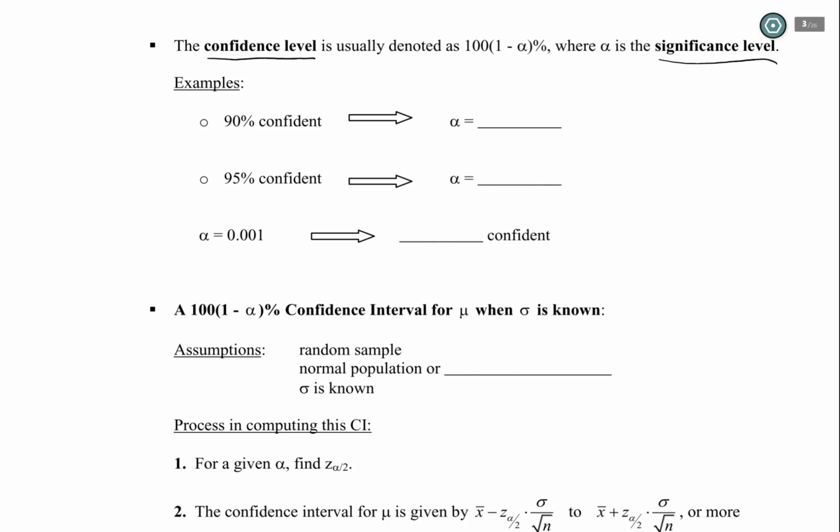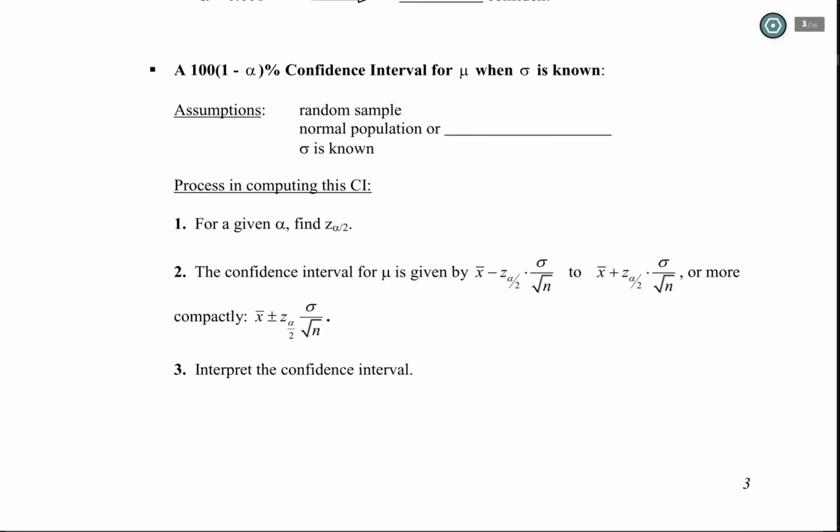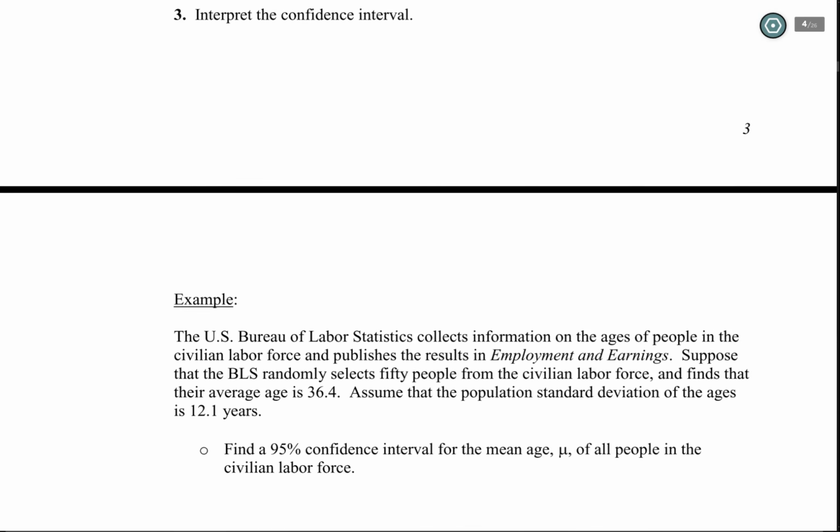And so if we have a 90% confidence, then our alpha is 10%. When we go to do some computation, it's going to be 0.10 instead of just the number 10. A 95% confidence level would correspond to an alpha of 5% or 0.05. And if alpha is 0.001, then we're dealing with a 99.9% confidence interval.